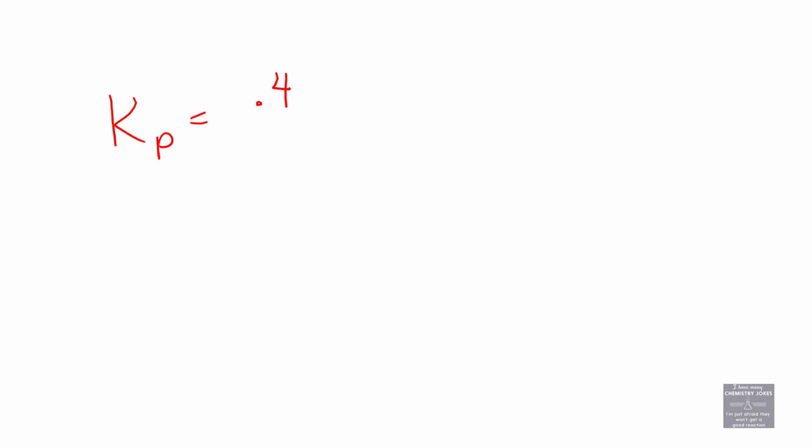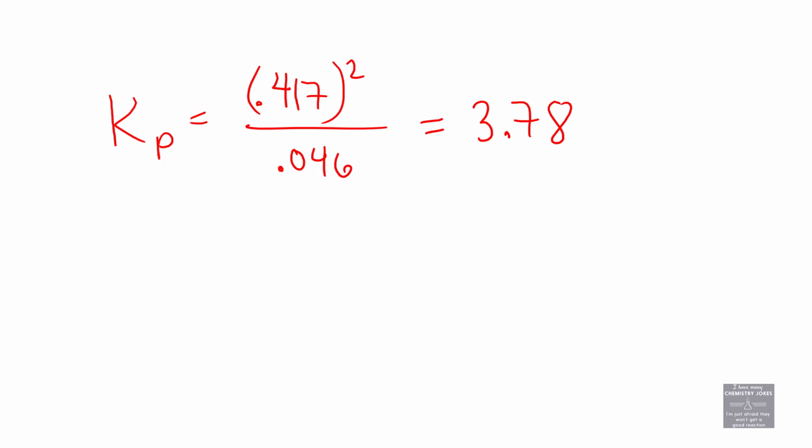Kp is 0.417 squared, because it's really both of those multiplied together, divided by 0.046. Plug and chug, and the value I've got for Kp is 3.78. Whoop, whoop. No units on Kps, no units on Kcs. Done. Hurrah! We'll do lots and lots and lots of ICE tables. Get some practice.